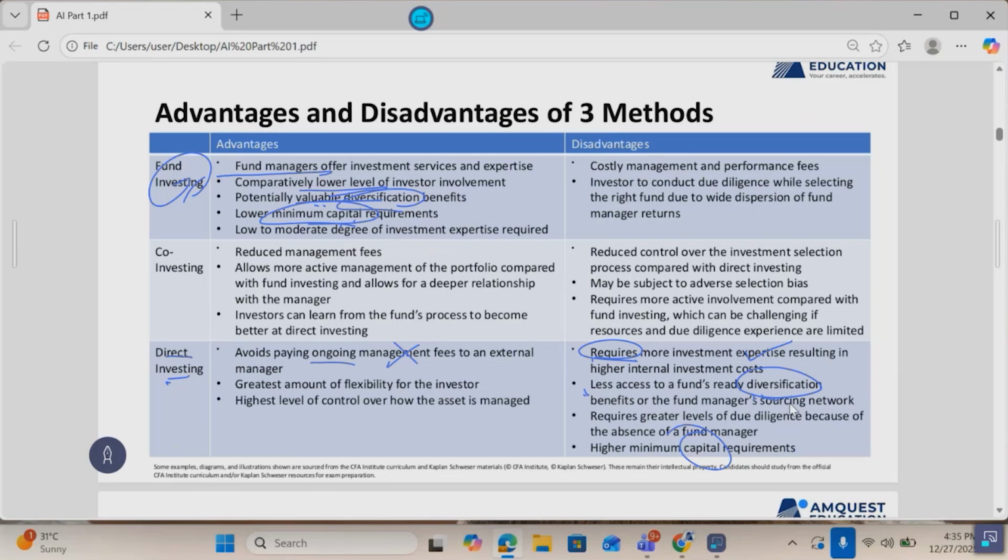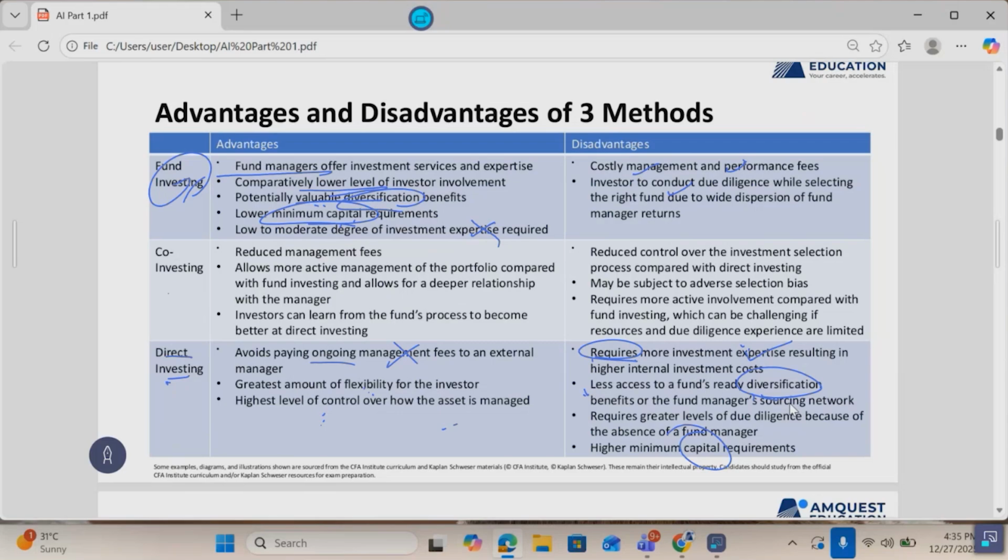Obviously, expertise is needed here, but here you don't need expertise. Why? Because you're not doing the investment. The manager is doing it, right? Obviously, a disadvantage compared to here is that you have to pay fees, performance fees, a lot of money, but obviously you're leaving it to the experts to do the work, right?